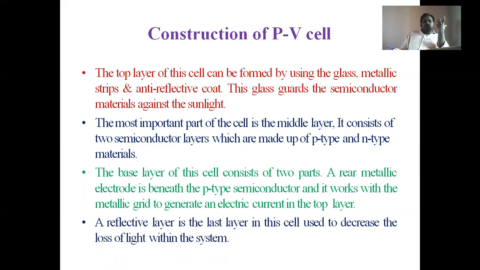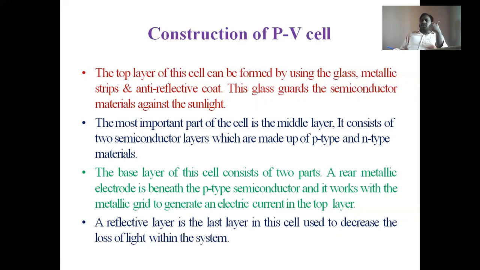And the fourth one is a reflective layer, the last layer in this cell, used to decrease the loss of light within the system. Here there are actually 4 layers. This is the top layer, this is the second layer, this is the third layer, this is the fourth layer. This fourth layer, the reflective layer, decreases the loss of light within the system.